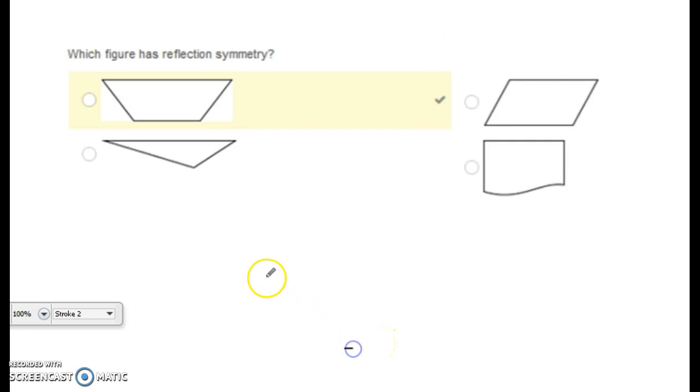Which figure has reflexive symmetry? In other words, which one can we fold across a line of symmetry and have it map back onto itself? It doesn't tell you which way the line of symmetry has to be, so it could be horizontal, vertical, diagonal, whatever. In this case, we have a line of symmetry right there. If we folded it right there, both sides would map onto each other. None of the other figures have a place that you could draw that line of symmetry to make it work.